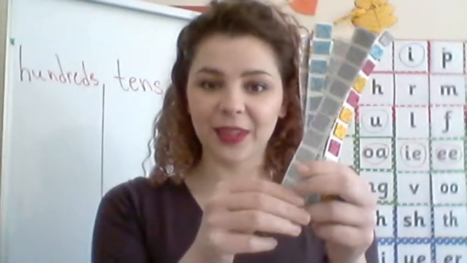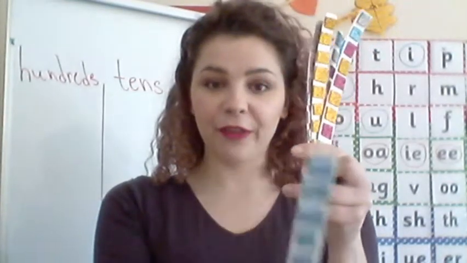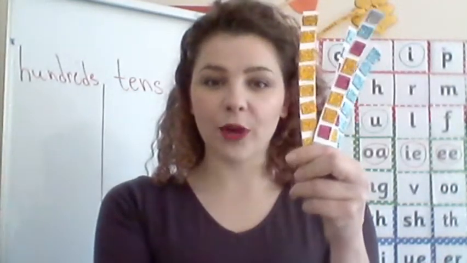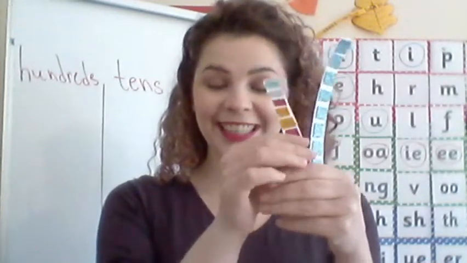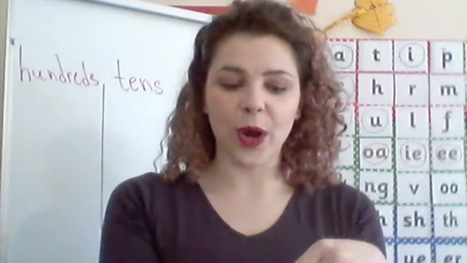And now we're going to go backwards, okay, from 100 to 10. So 100, one less is 90, 80, 70, 60, 50, 40, 30, 20, 10, 0.